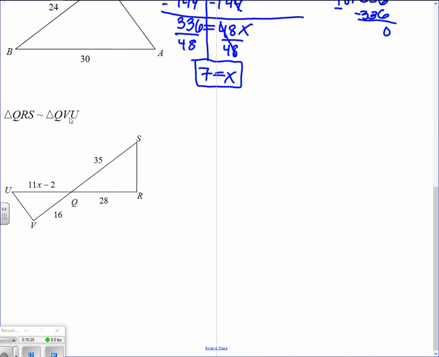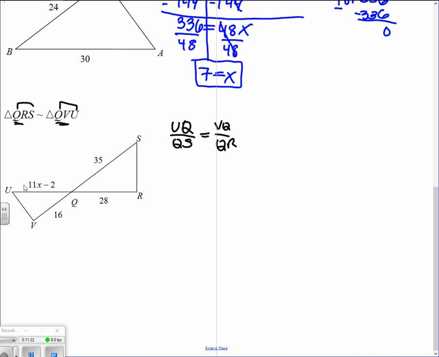They gave me a similarity statement and they gave me a drawing and they want me to find the x. So I know the following, okay? I know UQ, that's what they gave me. And UQ corresponds to QS. What is the length of QS? Well, let's do right now this, QS. And then I know 16, I know VQ. Now VQ is these two, and that corresponds to QR. They're in the same position, so they correspond.